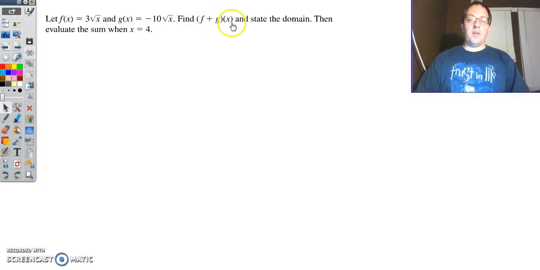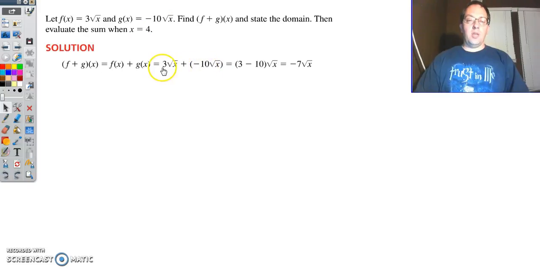So first we need to find out what the sum is, this summative function. So we're going to take 3 square roots of x and add it to negative 10 square roots of x. All right. And since these are both square root of x, we can just add them together. And so we have negative 7 square roots of x. So this is the sum.